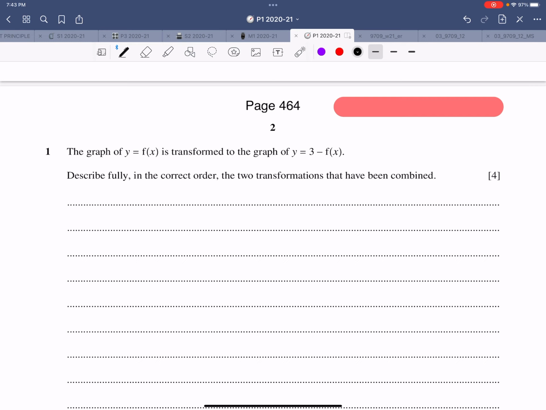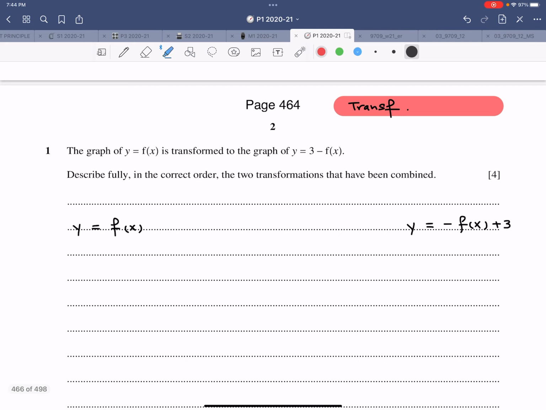Now this question is about transformation of graph. It says the graph of y equals f(x) is transformed to the graph of y equals minus f(x) plus 3. Now, why have I changed the order? This is a very important thing that people need to understand. Whatever transformation we apply, this is basically for a function. So our focus should be on what exactly is happening to the function.